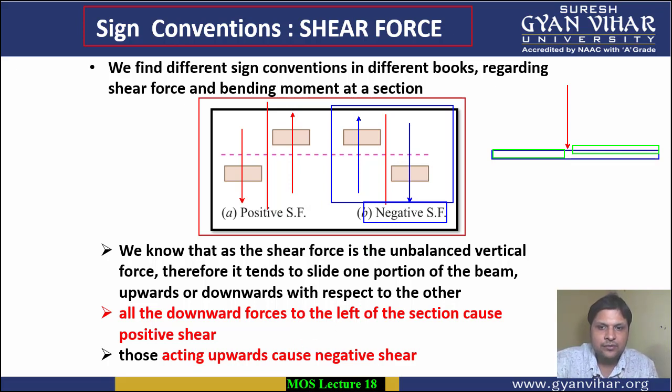Now all the downward forces to the left of the section will cause positive shear. All the downward forces to the left of the section will be considered as positive shear, and those acting upwards will be considered as negative shear.